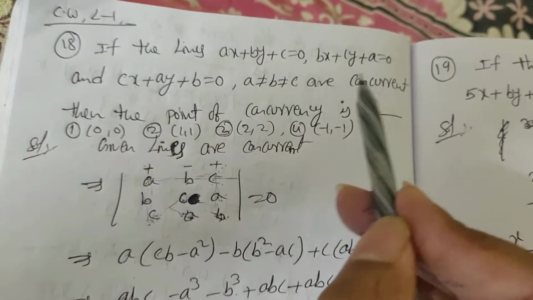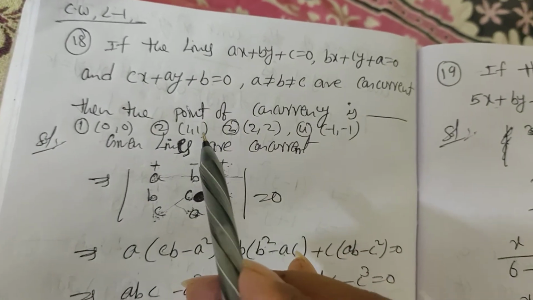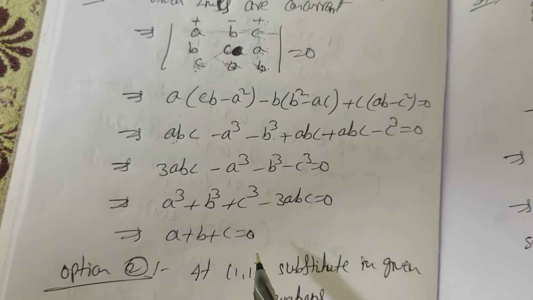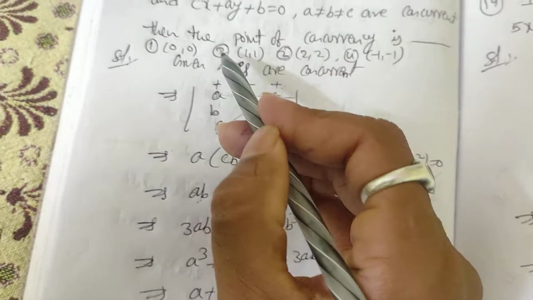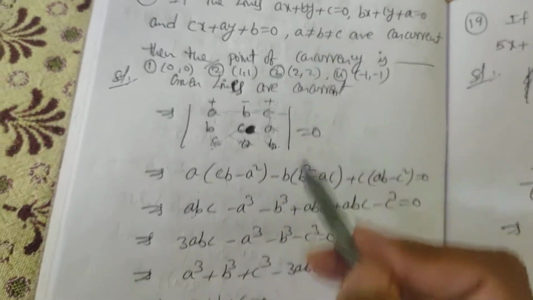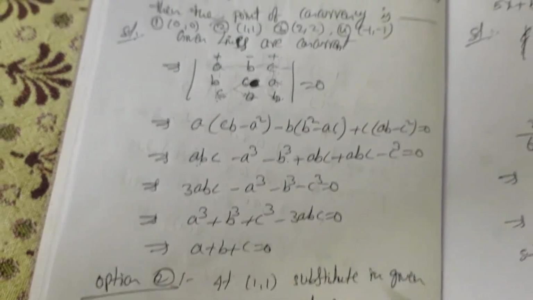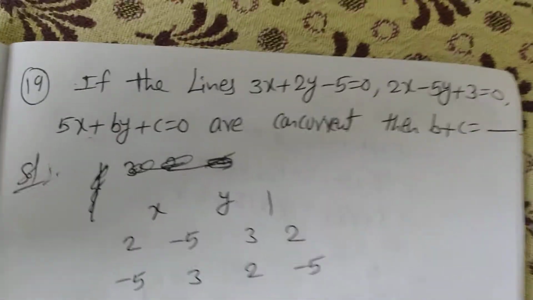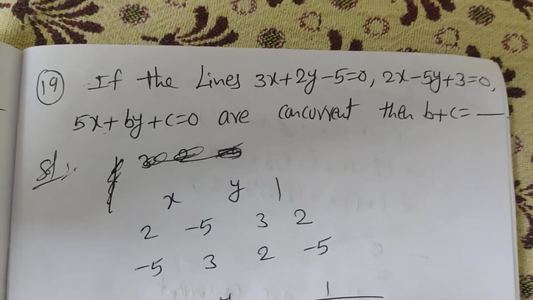In all three equations, if you substitute 1 comma 1, you get this a plus b plus c is equal to 0 condition. So our answer is 1 comma 1 only. Other options, if you substitute, you never get this same answer. So this is the way to find out the answer for this question. Very easy way. Okay.